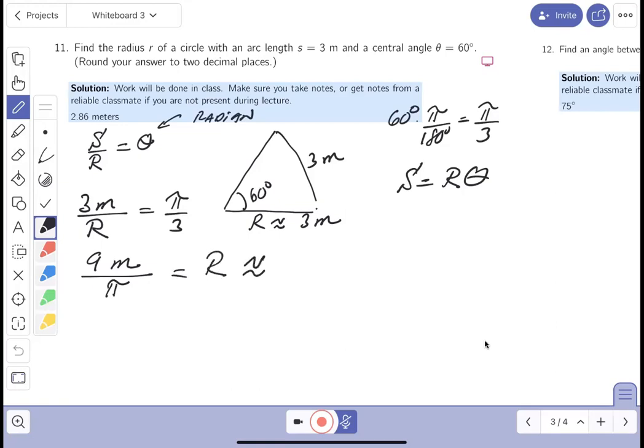I'm going to approximate that, and I'm going to use my calculator. So I'm going to take the number 9, and I'm going to divide it by the number pi. And what are you going to get? You're going to get 2.8.